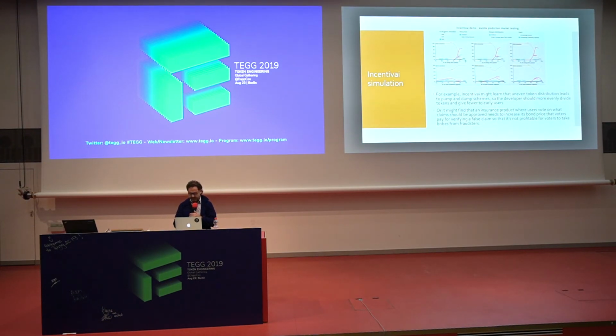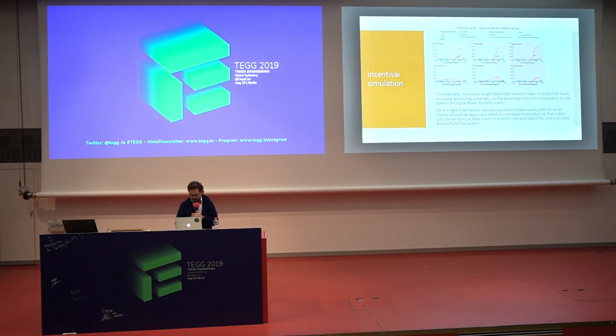They say that if there's uneven token distribution, it can lead to pump and dump schemes being executed. And so the suggestion here is quite clear, which is: distribute your tokens more evenly. Okay, so far so good.